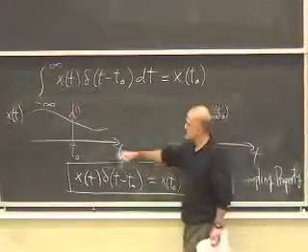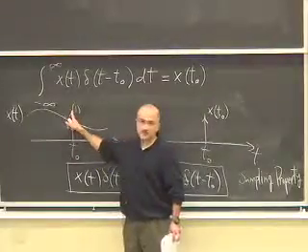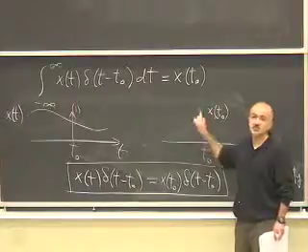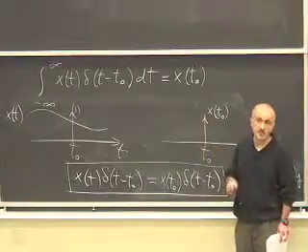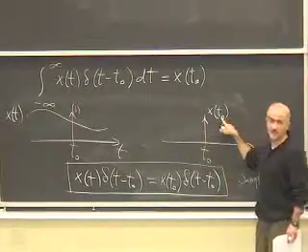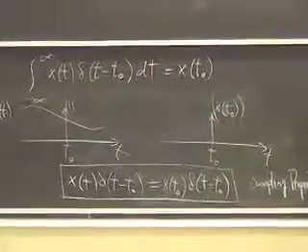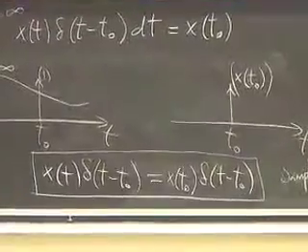So what this says is whenever you pound the signal with an impulse, you get an impulse at the location of the original impulse, but now the strength of the impulse has changed. And the strength of the impulse is now the value of x, the signal, at that location. Okay?